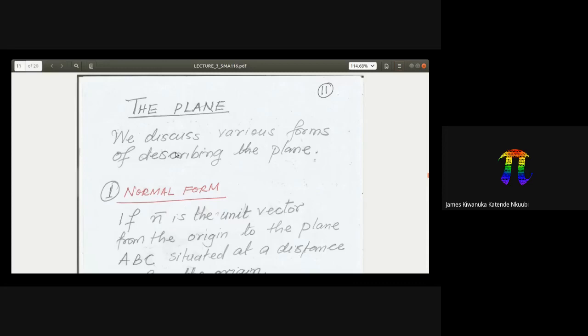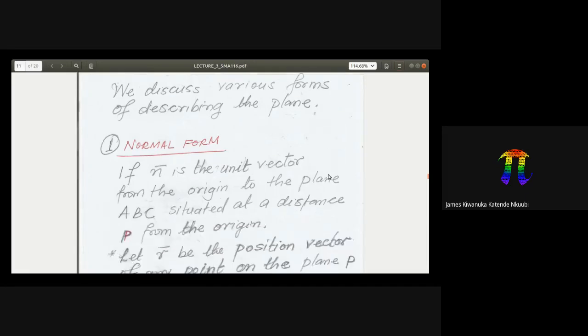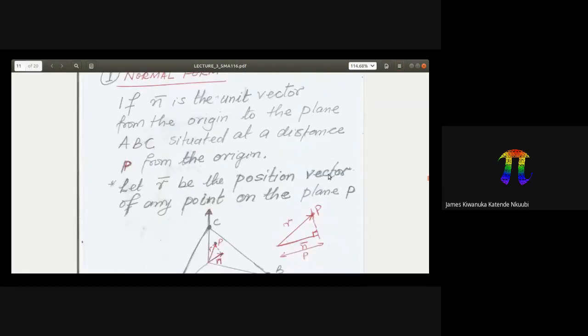Okay, let's continue. Now we'll talk about the plane, and we'll discuss the various forms of describing the plane. So if we have n is a unit vector, this doesn't make sense.